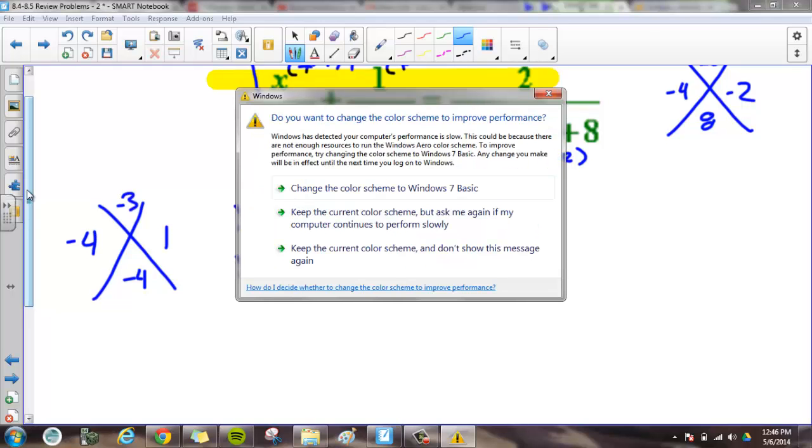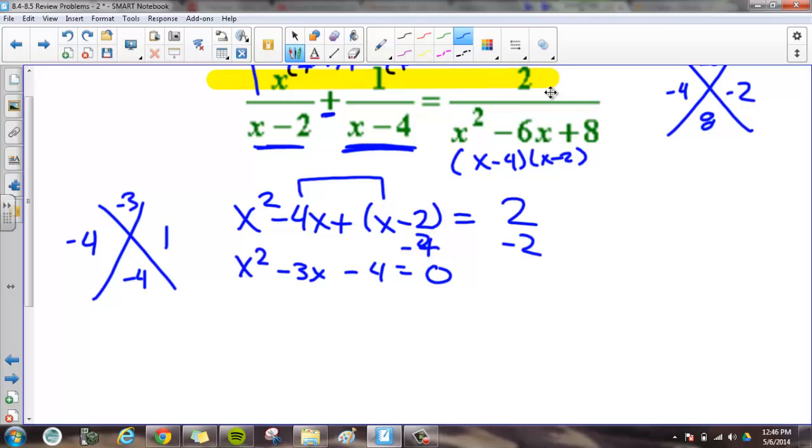Now we're going to factor this right here. So I got -4, -3. What times what is -4? That's got to be -3. Pretty sure that's 4 and 1, and this becomes the negative.